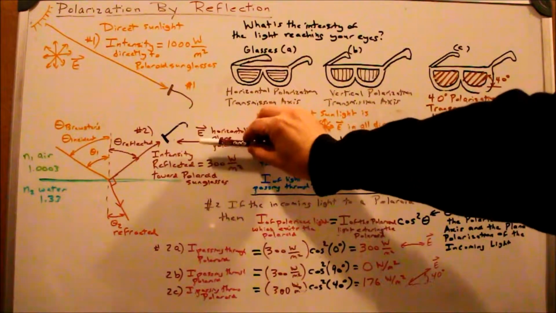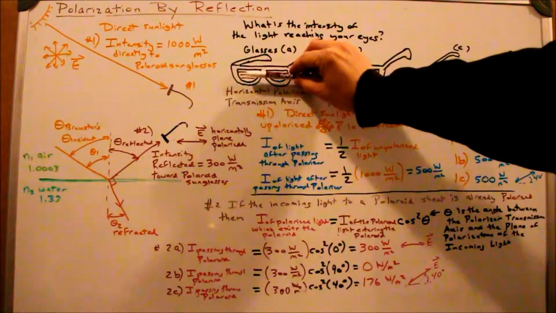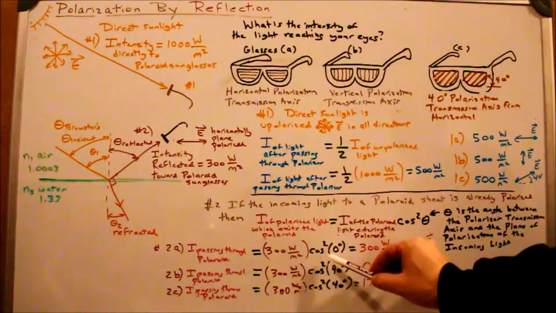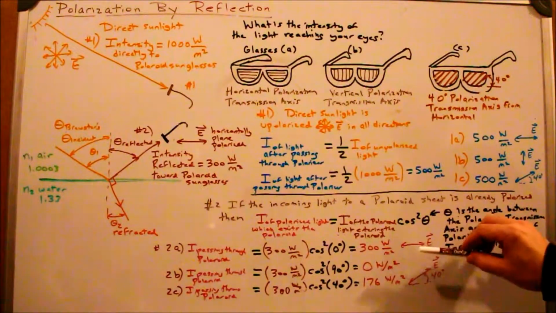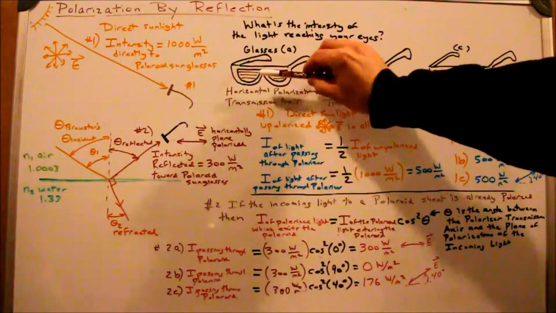Well, it's horizontal coming in. The glass's transmission angle is also horizontal, so theta is 0. Cosine of 0 is 1, squared is 1, therefore I get 300, and what exits is also plane polarized, still in this horizontal plane.